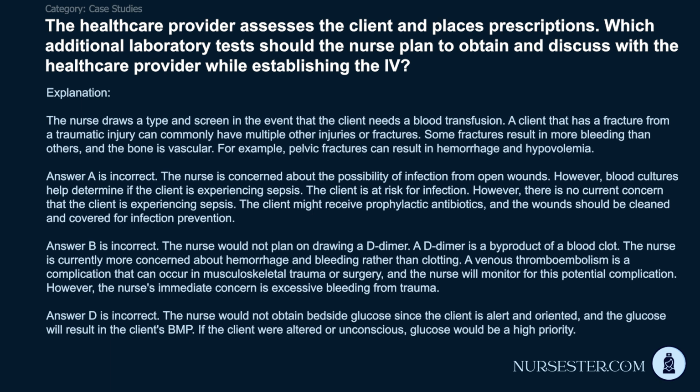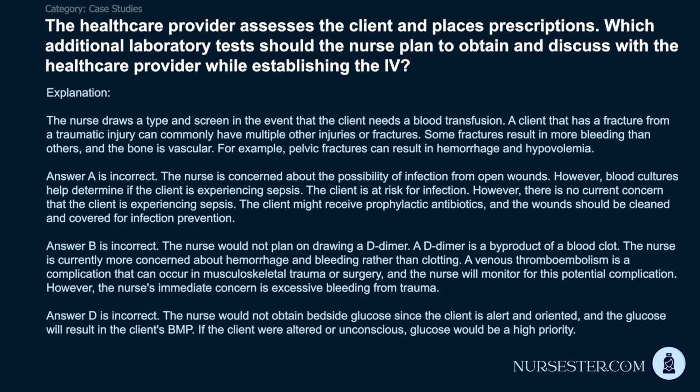A client that has a fracture from a traumatic injury can commonly have multiple other injuries or fractures. Some fractures result in more bleeding than others, and the bone is vascular. For example, pelvic fractures can result in hemorrhage and hypovolemia.